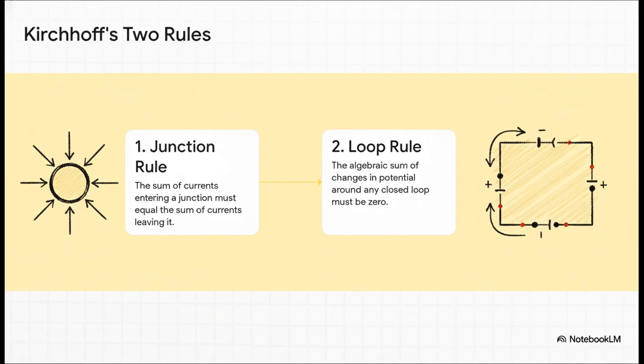Then there's the loop rule. This one is all about conservation of energy. It just means if you take any round trip, any closed loop around a circuit, all the voltage gains and losses have to add up to zero. You always end up right back where you started energy-wise.